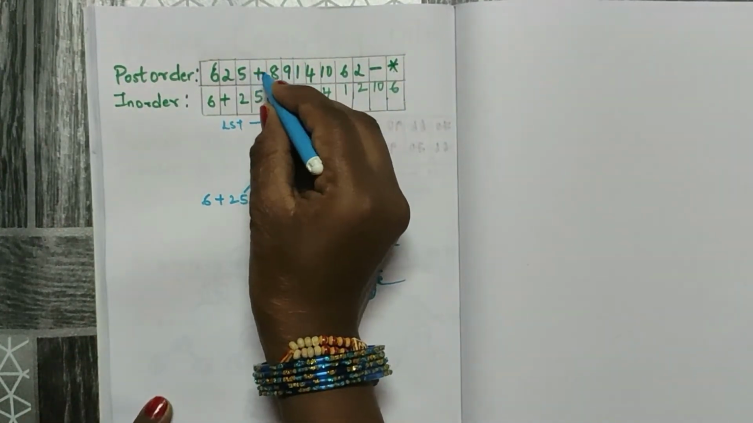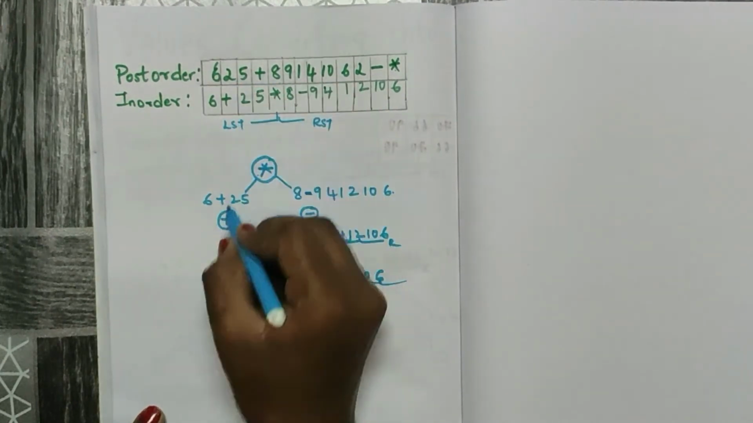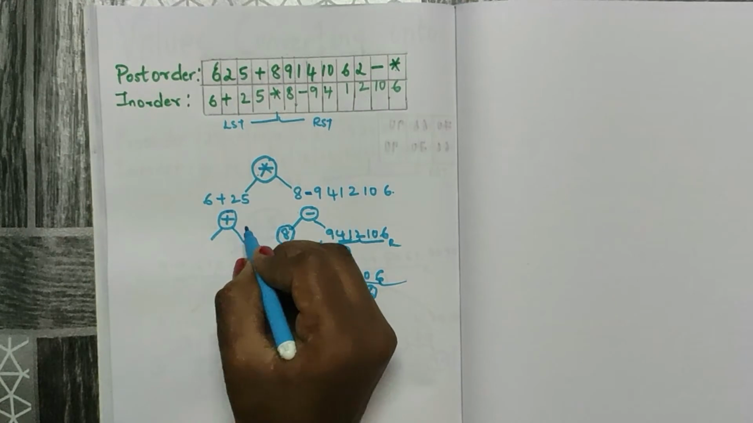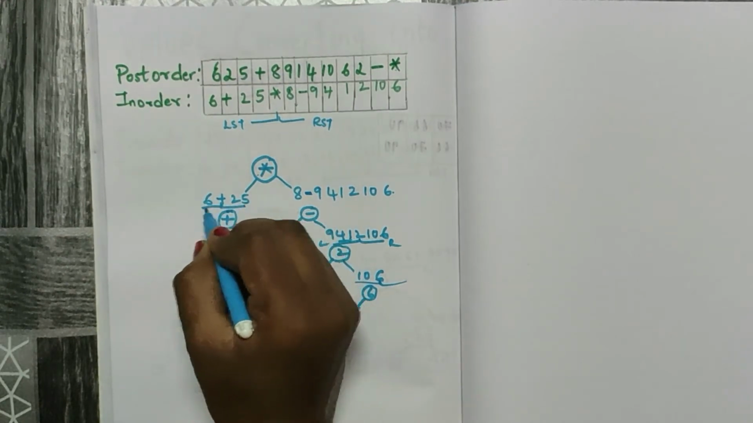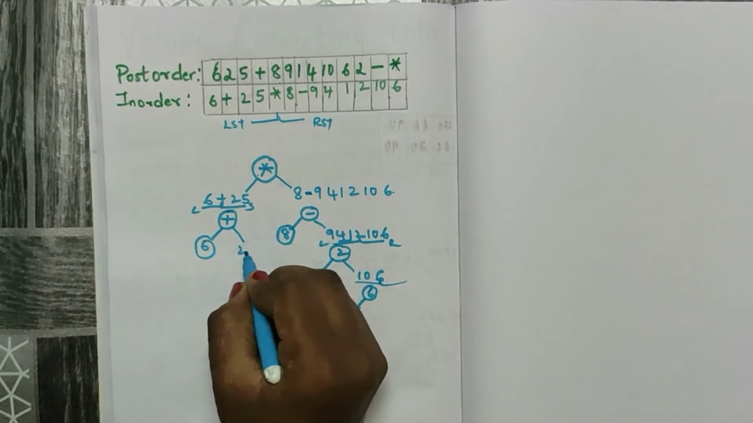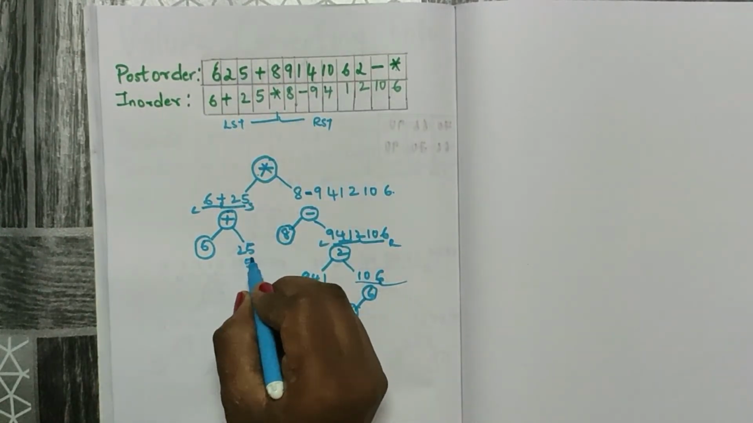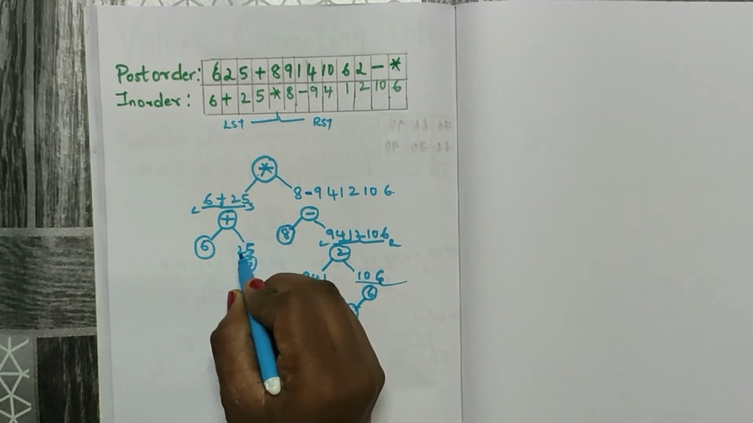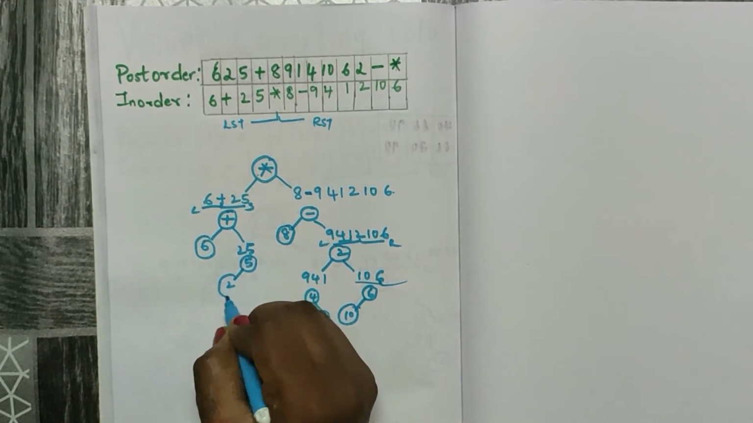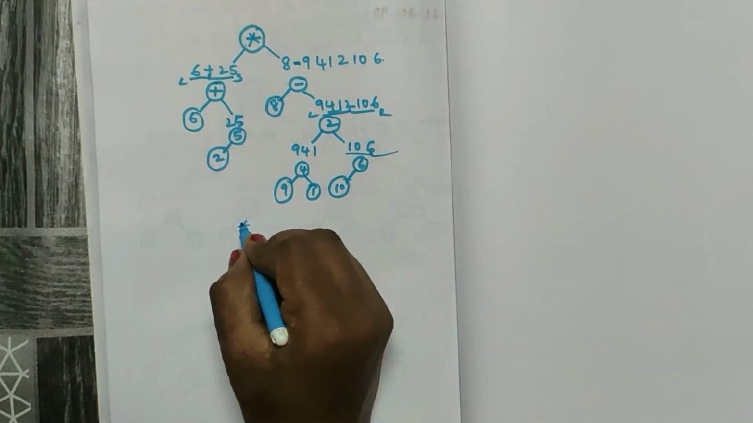Now I'll go here. So plus. So plus will be my main root. Plus left side, right side. 6. Here 2 and 5. So after plus I have 5 first. So 5 will be my root. So this is the root. So this will be the left side. So 2. So let's draw it into a clean graph.